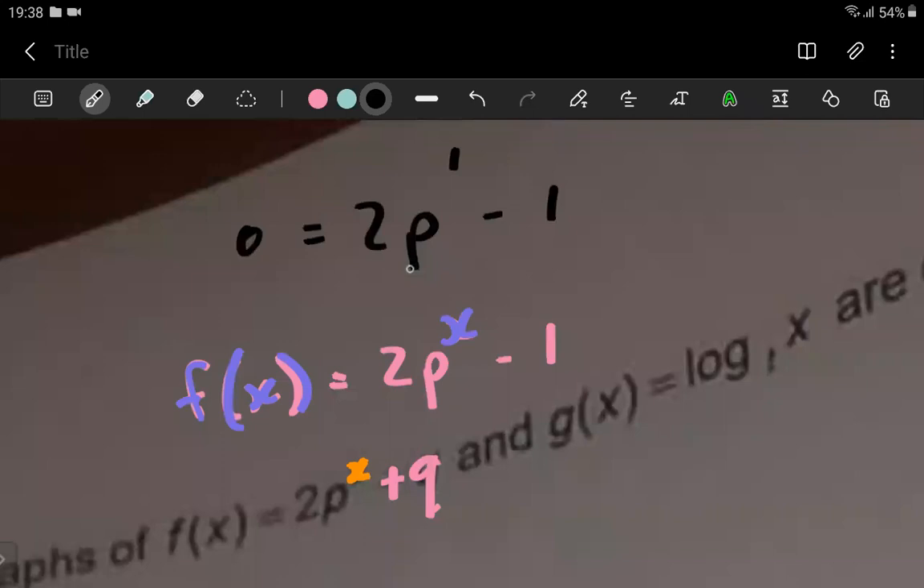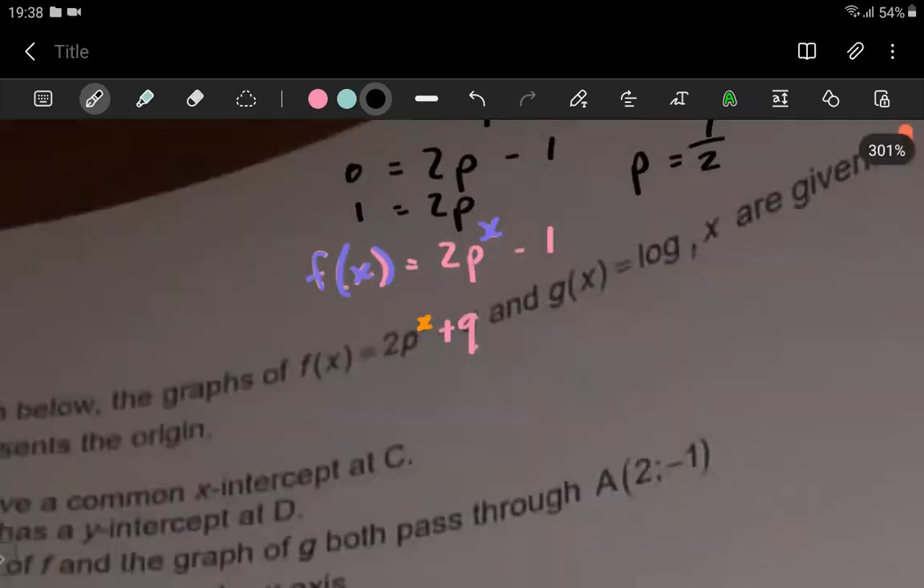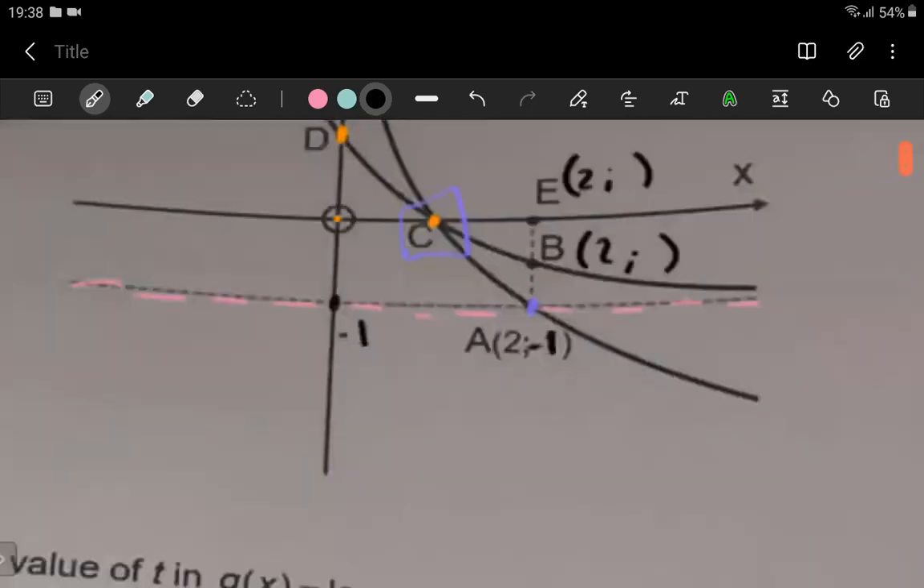So 2p, well, that's kind of awkward because, oh no, it's not. The 1 is going to go over this side, it becomes a plus. And then divide both sides by 2, you have p as a half. Coincidentally, it's the same as the other value, but it doesn't matter. So here, p is just a half.